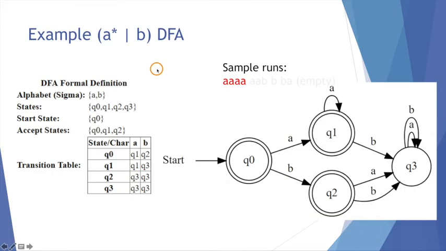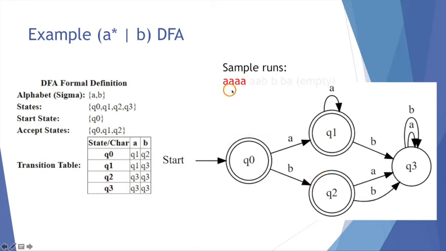So let's convert the regular expression that I'm working on to the DFA. The tool I'm using is from the CS520 class. First of all, I'm going to assign the two symbols A and B, and then I'm going to put all the states in this DFA. So I have 4 states, the starting state is Q0, and the accept states are Q0, Q1, and Q2.